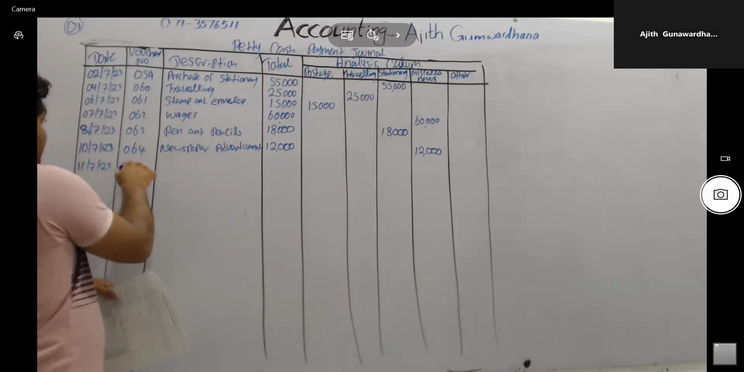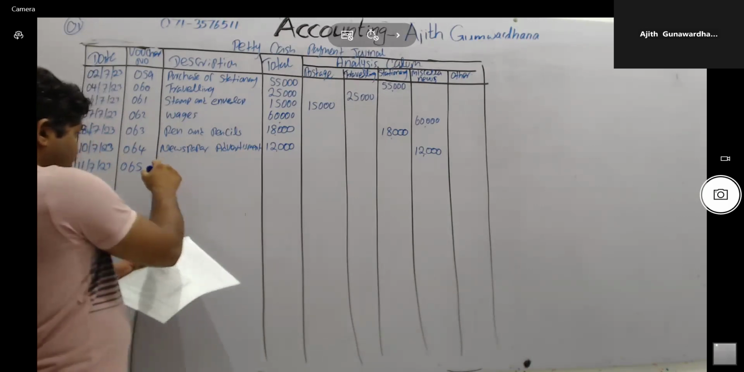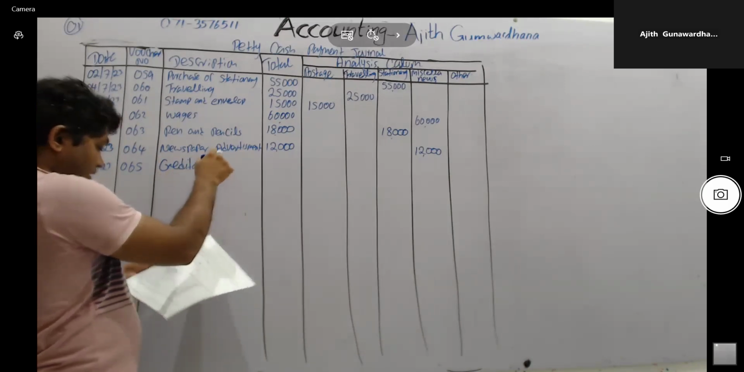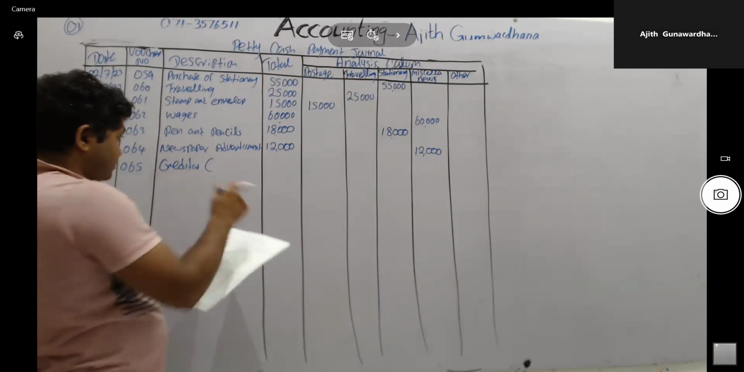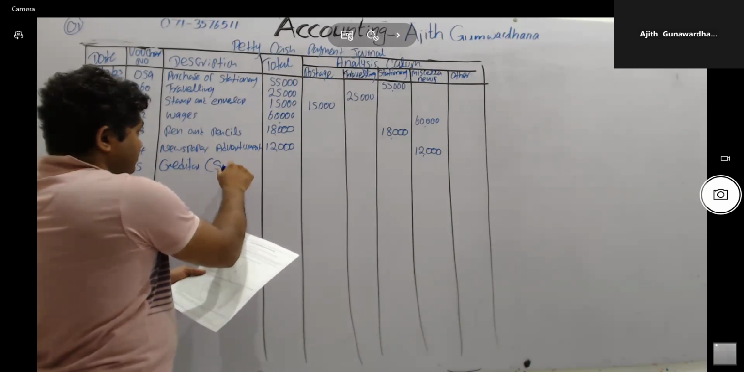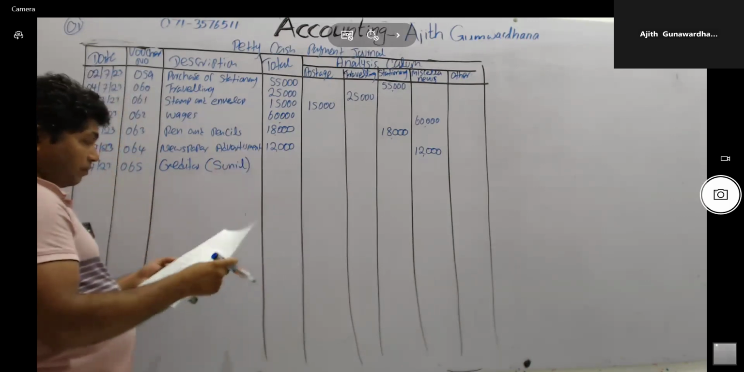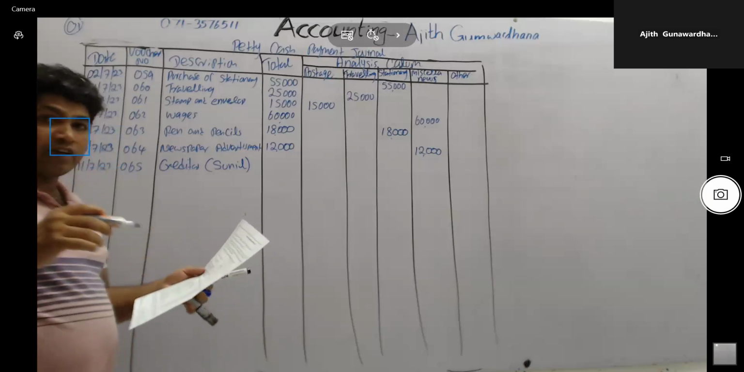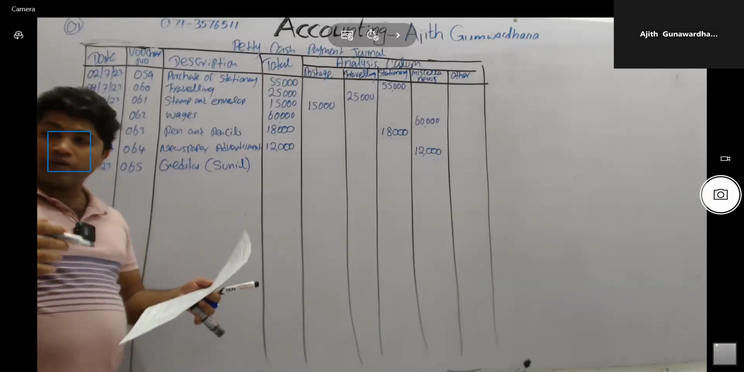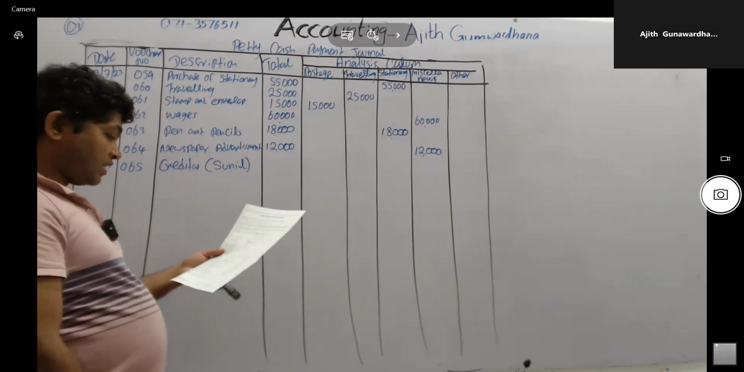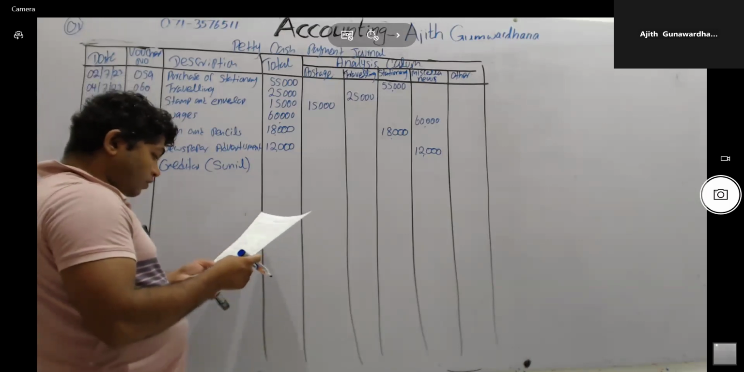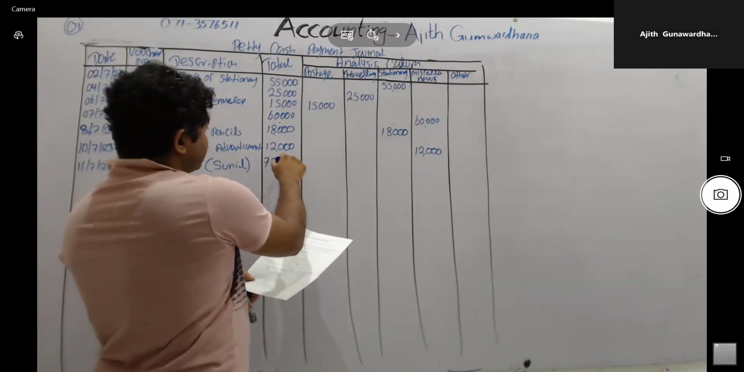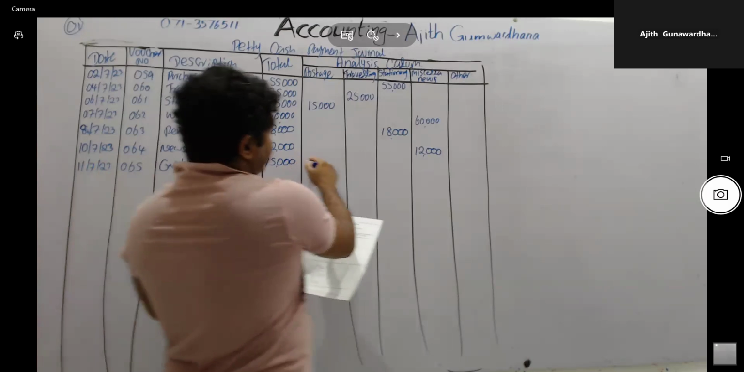voucher number is given 065. Within brackets creditor, within brackets name Sunil. If it is given paid for creditor, should be recorded in the other column. Normally, petty cash payment journal we have to maintain to pay a small amount of expense. But if it is given paid for creditors, should be recorded in other columns. Value equal 75,000. Therefore, it should be recorded in other columns.